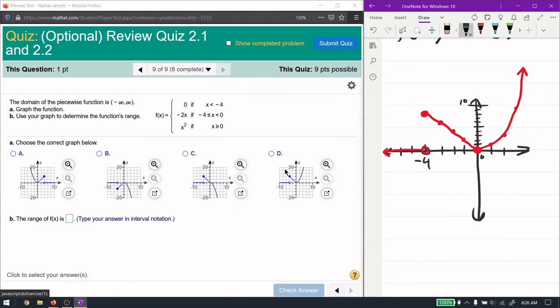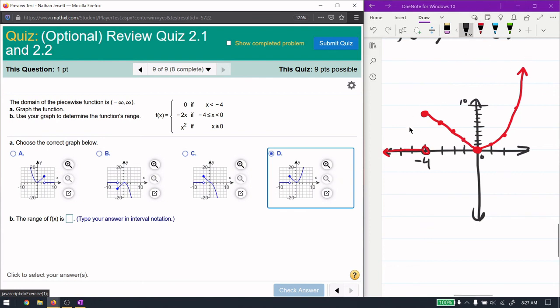So which graph looks like that? I believe it looks the most like D. Now, what is the range of this? The range deals with the y-axis. The lowest value on the y-axis is at 0. And every number on the y-axis above 0 will always cross, or you can go right to the function. Every single one on up to positive infinity.